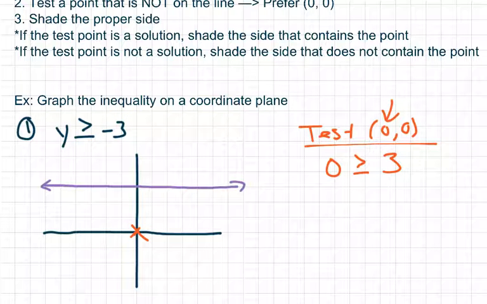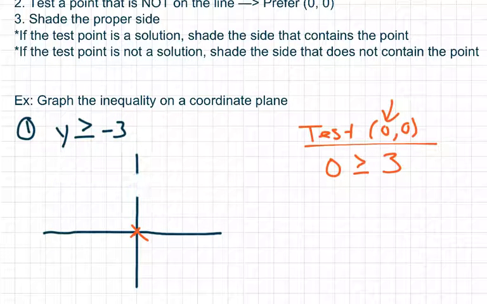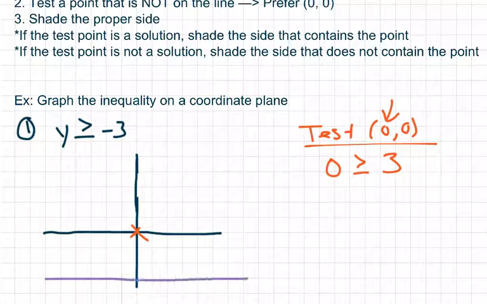So I'm going to erase this purple line. Guys, I really apologize for this. So -3 is down here. It's still a solid line. There we go. And this needs to be 0 is greater than or equal to -3. That's a huge mistake. I apologize.